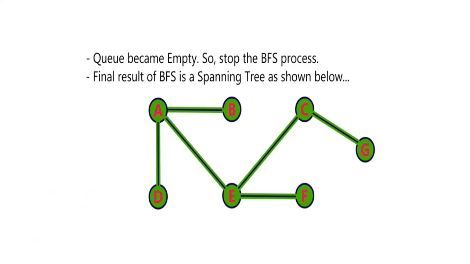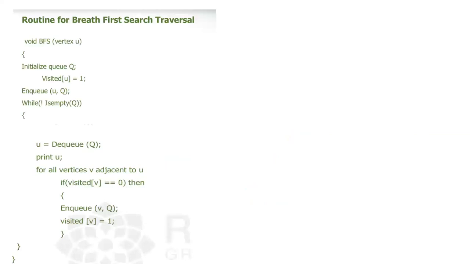The final result of the BFS is the spanning tree as shown below. First A, from A: B, E, D, and from E: C and F, and from C: G. So, this is the final spanning tree. Now, let us see the program for it.